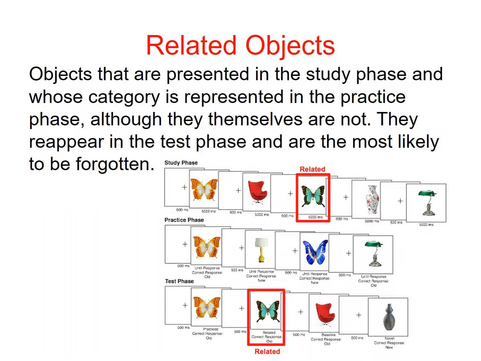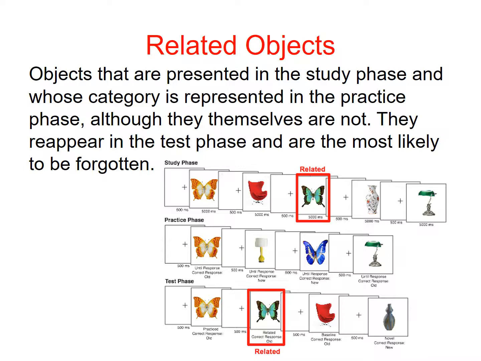Related objects, shown here in red, are the objects that are more easily forgotten due to their overarching category being practiced in the second phase, although they themselves are not practiced. So because you practice recognizing the orange butterfly from the category butterfly that was circled in pink on the previous slide, you would now forget the green butterfly from the same category when asked about it in the test phase.